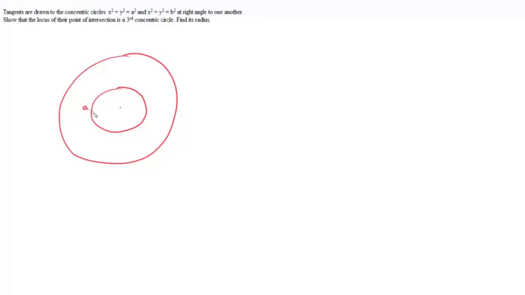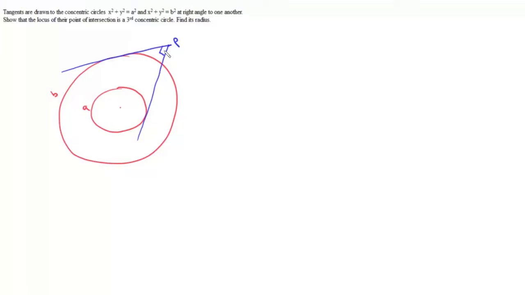Now here the question is, tangents are drawn to these concentric circles, x square plus y square equals a square and x square plus y square equals b square. So we have two concentric circles. The radius of the first circle is say a, and the radius of the second circle is say b. The tangents are perpendicular to each other. We need to show that the locus of that point of intersection is a third concentric circle, and we have to find its radius. Now we have to find the locus of this point P such that tangents drawn from it to the two circles are perpendicular.